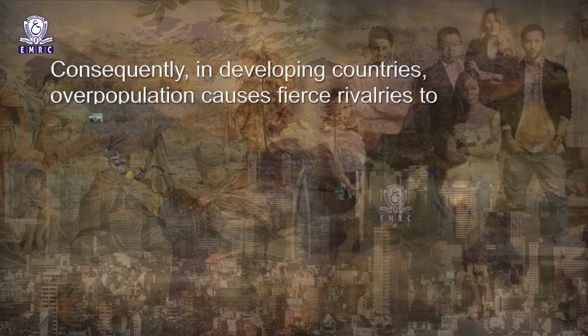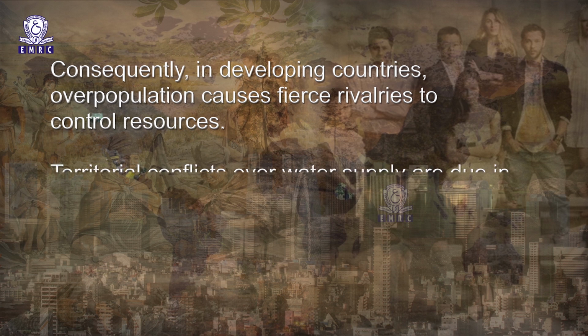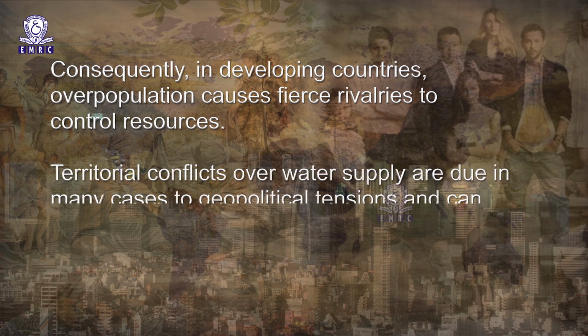The point where resources are consumed at a faster rate than the planet is able to generate them is reached earlier. Consequently, in developing countries, overpopulation causes fierce rivalries to control resources. Territorial conflicts over water supply are due in many cases to geopolitical tensions and can end in war.